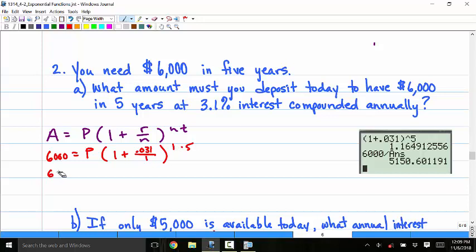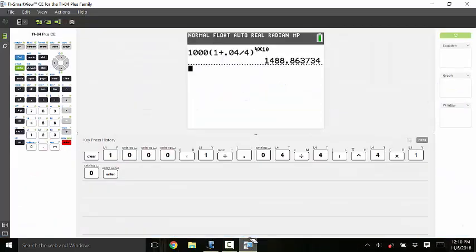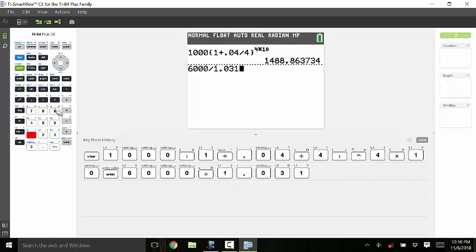Okay, so I have 6,000 equals P times 1.031 to the 5. I need to divide both sides by 1.031 to the 5th power. So on my calculator, I'm going to type this in. 6,000 divided by 1.031 to the fifth.